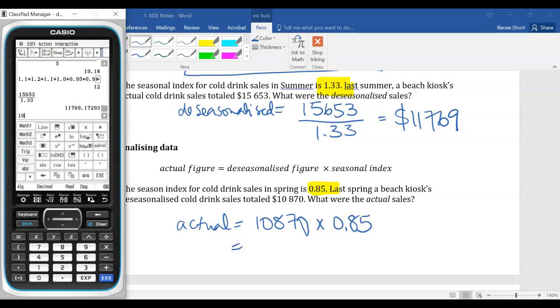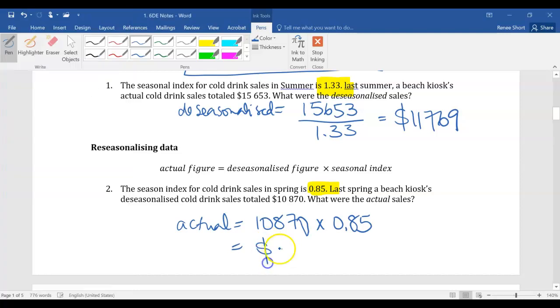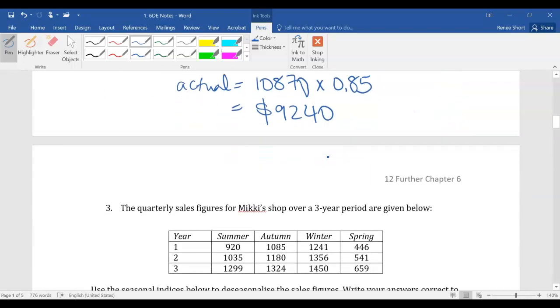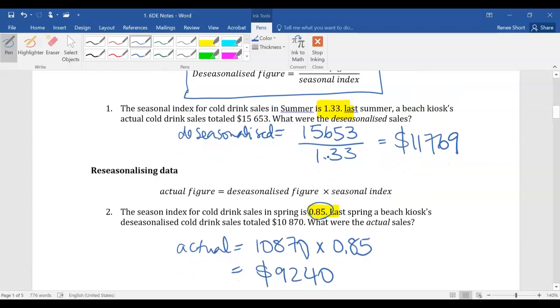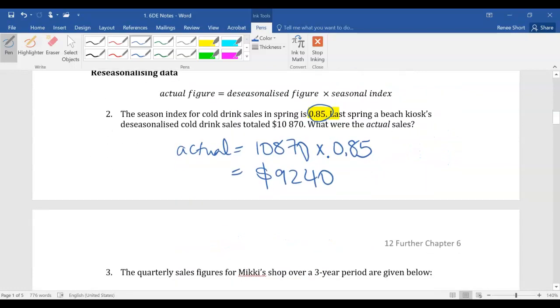To get that actual, we need to take that 10,870 and multiply it by 0.85. And once again, if I open up my calculator and type that in, to the nearest dollar, we get $9,240. Because this seasonal index was 0.85, that means the sales are 85% of the average sales. So when we've got that spring figure of 10,870, to re-seasonalize it, we are making it smaller because it's only 85% of that amount, all right? So that's the first part of this exercise. It looks at getting you to deseasonalize and re-seasonalize the figures.